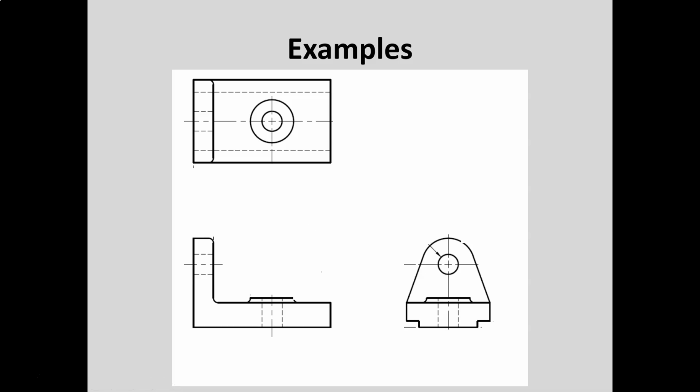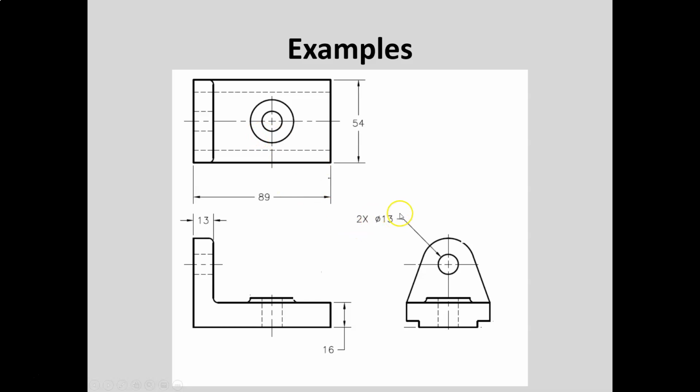So the first step is to dimension the sizes of the different features. Here's the size of the prism. We have the length and the width and the thickness. And then we have the thickness of the vertical part. Now the height of the vertical part, we're not going to dimension it to the top of the curve because that's not very useful. Because it's a curve, we want to dimension it to the center of the curve.